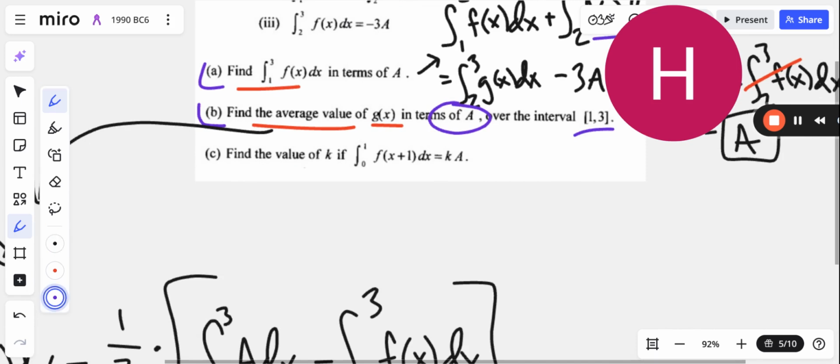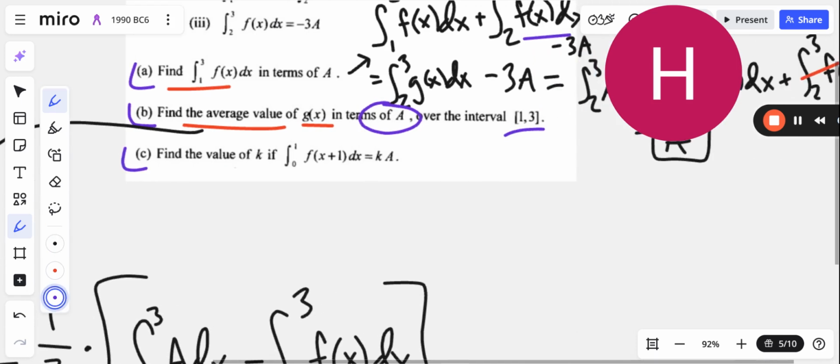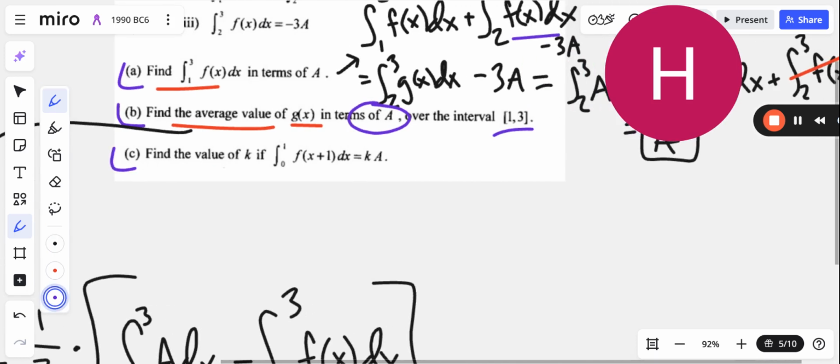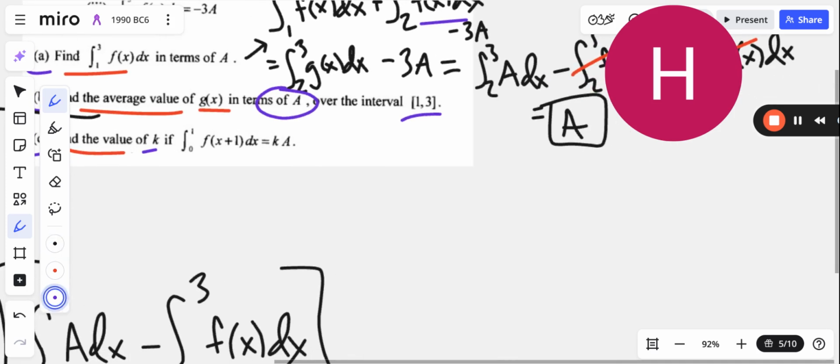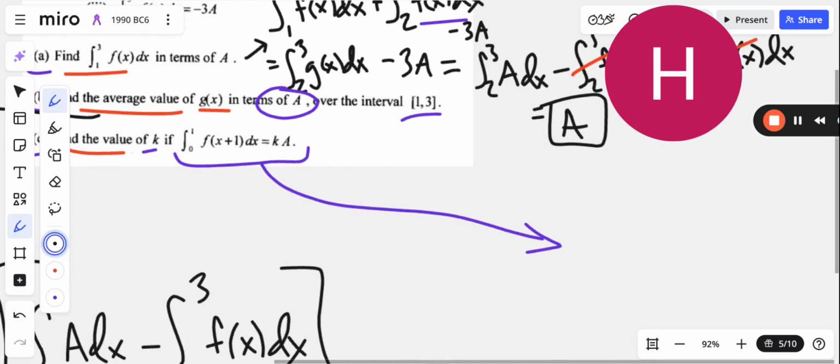Okay, let's move on to the final part, part C. It says find the value of k. Oh boy, now we have another parameter, k. If we know that the integral from 0 to 1 of f of x plus 1 dx is equal to ka. So this one is a little bit tricky because we need to rewrite the expression.